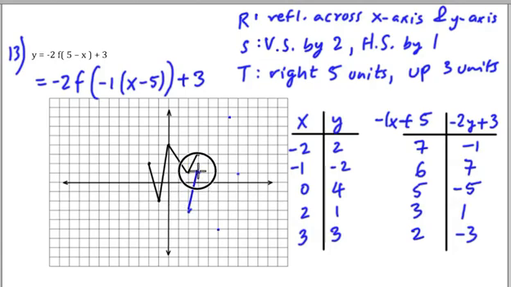So we have that there, that there, that there, and that there. And let's see if it makes sense. We have a reflection across the x-axis, which would make it look like that, and then the y-axis, so this looks like it's being reflected both ways. Vertical stretch by 2, so all the y's look stretched by 2. Horizontal stretch by 1, there's no real horizontal stretch. Right 5, yeah, that makes sense, and up 3.